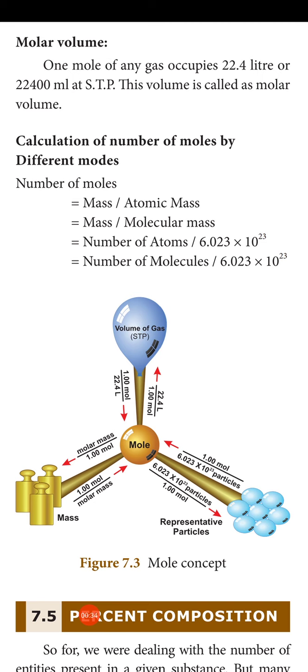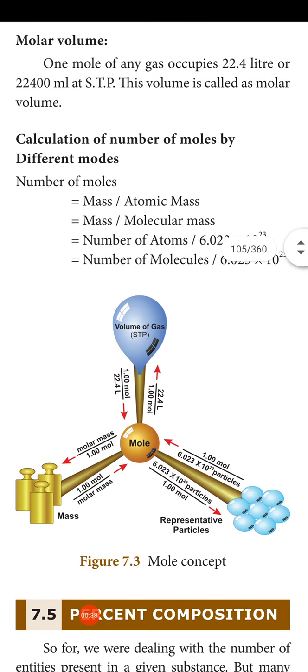So 1 mole of any substance contains 6.023 × 10^23 particles. For example, 1 mole of oxygen atoms contains 6.023 × 10^23 atoms of oxygen, and its mass is equal to the atomic mass of oxygen, that is 16 gram. If you take 16 gram of oxygen atoms, it will contain 6.023 × 10^23 atoms.